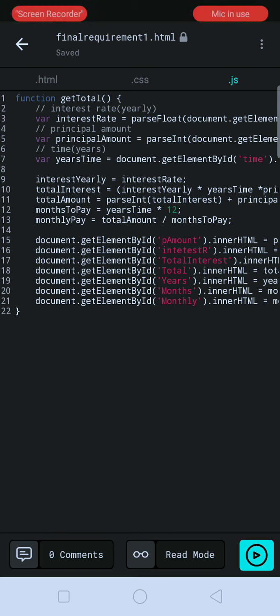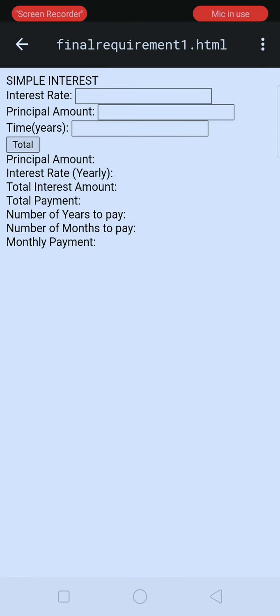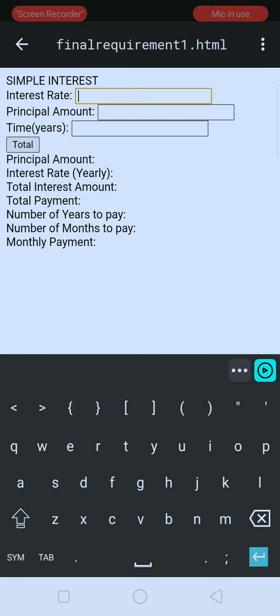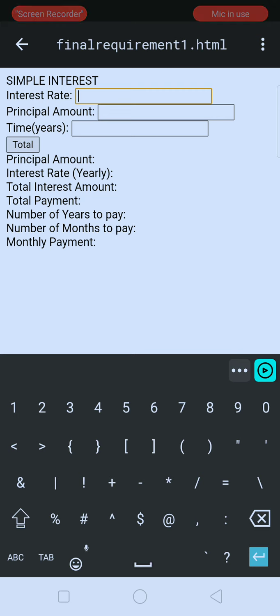How many months do you pay? Monthly payment is how much you pay per month. Then years time is default, how many years do you pay. Then the output is the simple interest. The interest rate, for example, is 5. Then the principal amount is 5,000. Then the time in years is 4.